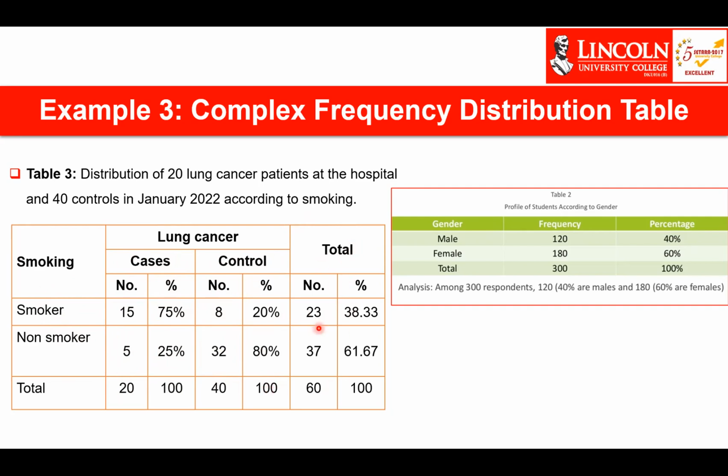For the total here, you sum this plus this, that will give you 23. Sum this plus this, that will give you 37. Sum this together, you get 60. This sums up to 38.33% of the entire patients, and this sums up to 61.67% of the entire patients. When you sum this together, it gives 100. So this is an example of a complex frequency distribution.